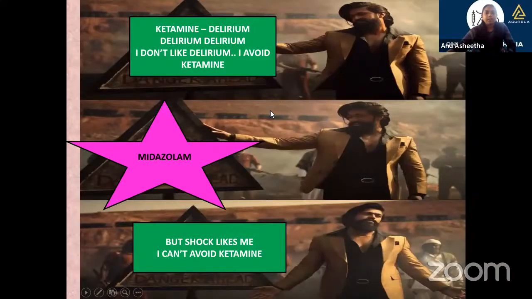So the most unwanted side effect is delirium, which is the reason why many anesthetists avoid ketamine, but in case of shock, no one can avoid ketamine. So always combine it with midazolam.